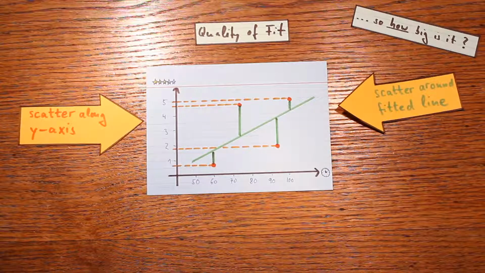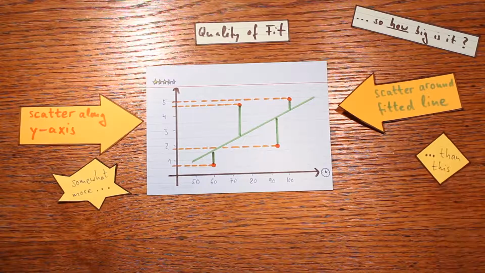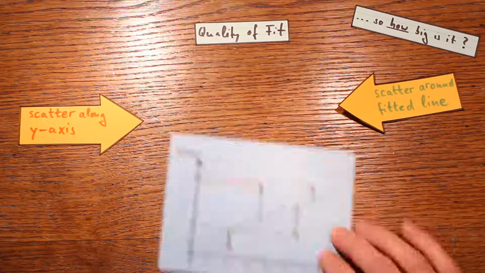Okay, so in comparison there's only somewhat more scatter along the y-axis than there's scatter along the fitted line. So in this case the correlation coefficient is weaker. It's 0.56 actually. That's still decent correlation, but it's less than before.